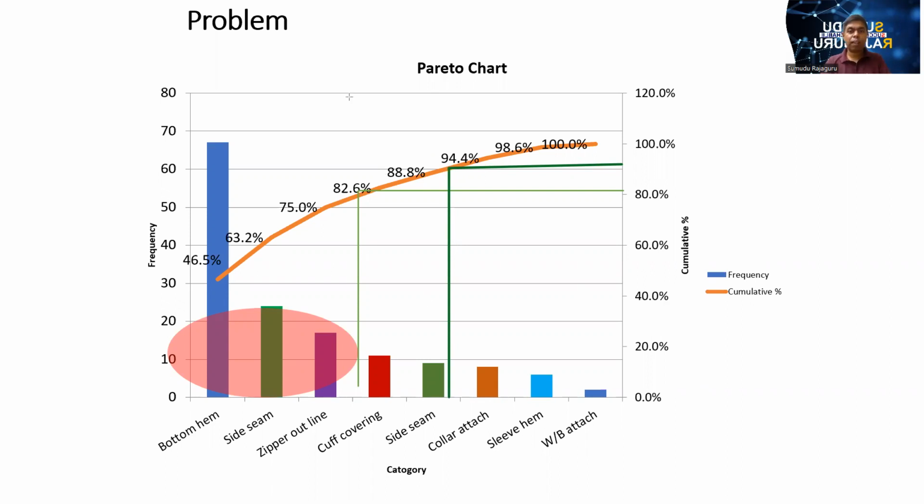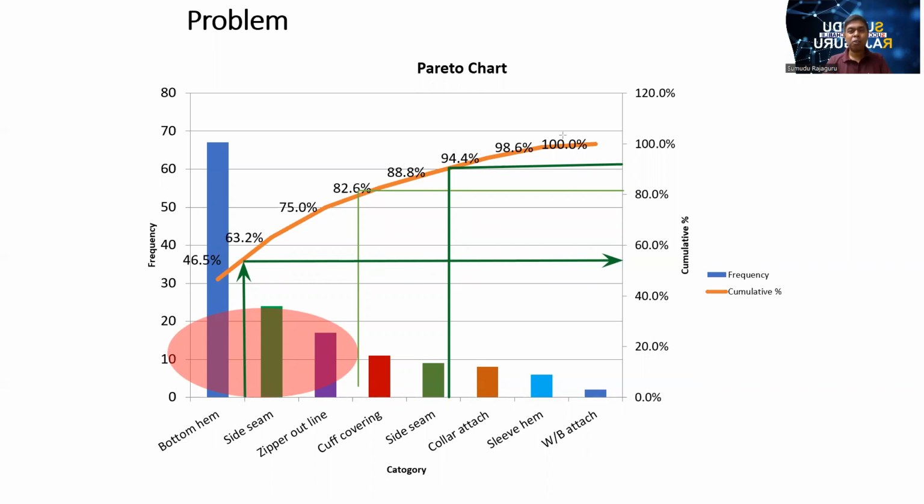The other way we can think is, according to our organization's capability, we can solve only the bottom hem. Then what do we have to do? From the middle of the space, so that's why I told you to keep the same space, project to this side. Then from the intersect point, we project to this. So it may be around a 50% solution we can get if we solve only the one. Likewise, we can take decisions by using the Pareto chart.